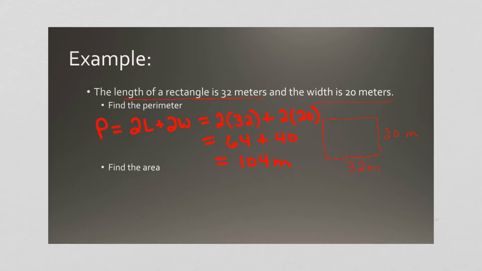Okay, so now we want to find the area, and your area is equal to length times your width. So we've got 32 times 20. And whenever you multiply those together, you get 640 meters. Don't forget that with area, we have our units squared, so you would say meters squared or square meters. So our perimeter is 104 meters, and our area is 640 square meters.